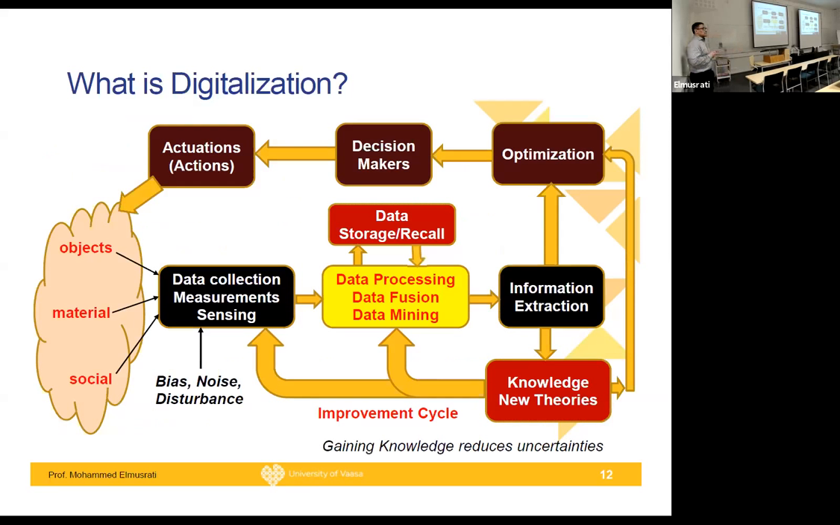Okay. What is digitalization? If we look at this general block diagram, we have objects, or material, or a social system, whatever. As I said, everything we are looking for is information, and based on this information we can measure, and the measurement result is data. The data is usually corrupted, and it can be noisy also. But it carries information, and we are looking for the information.